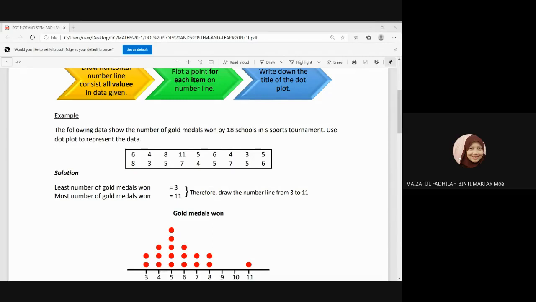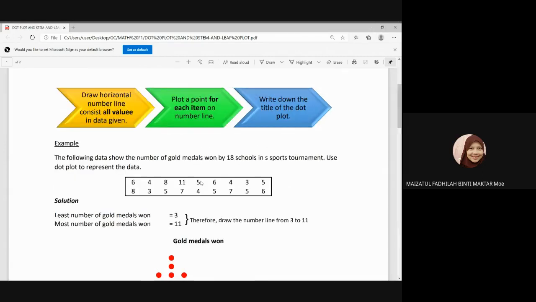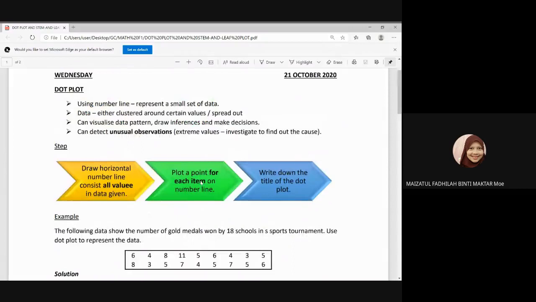Okay, so we continue with our topic. Today we will go to the dot plot and also a stem and leaf plot. Alright, so we will continue.